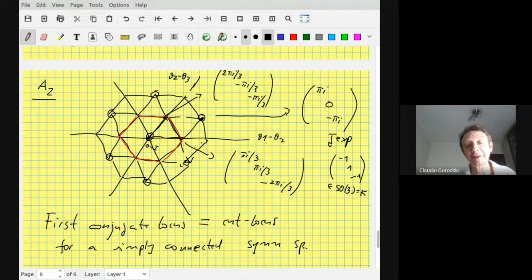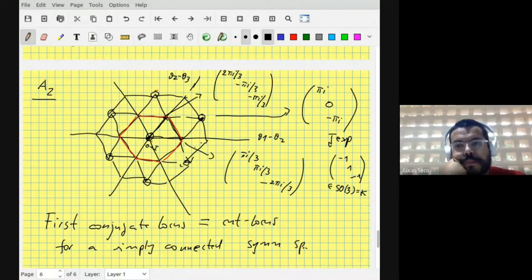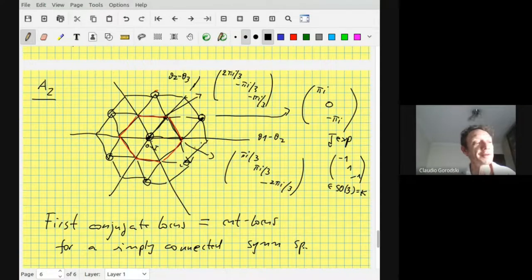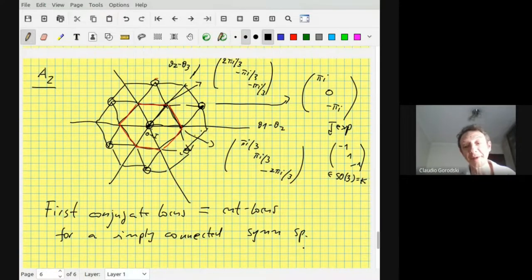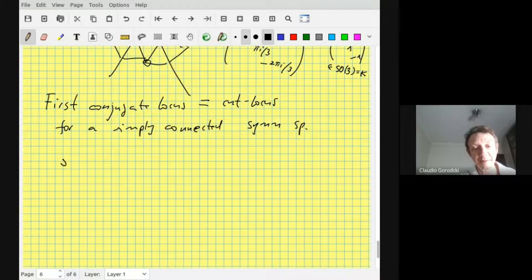Well, the conjugate locus doesn't matter, right? It will be the same as the cut locus, like here in projective space, for instance. The antipodal point is the cut locus, and the first conjugate locus is a projective space. The conjugate locus is closed, the cut locus is closed, right? So, in general, I don't know, it will be.